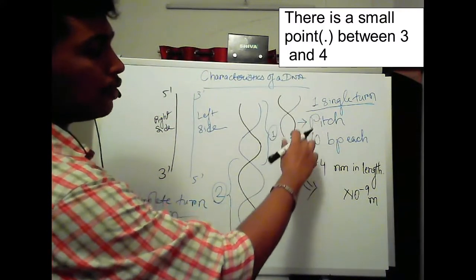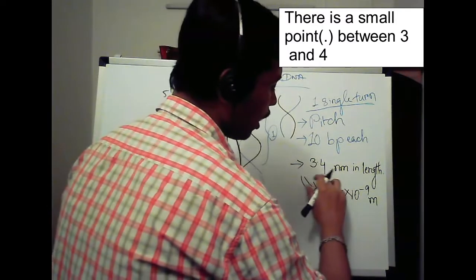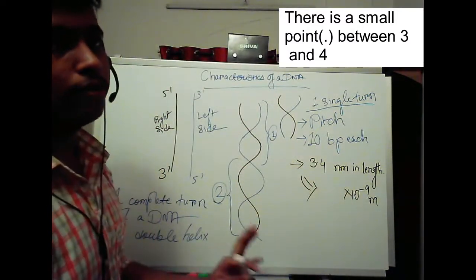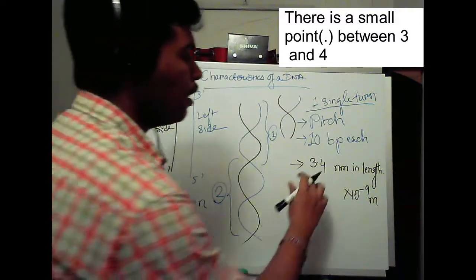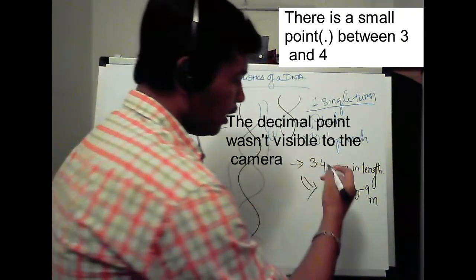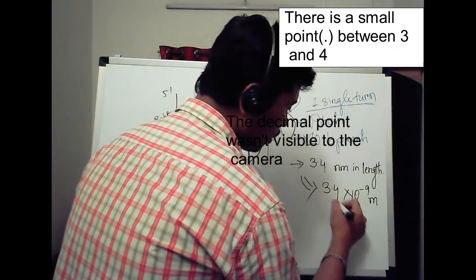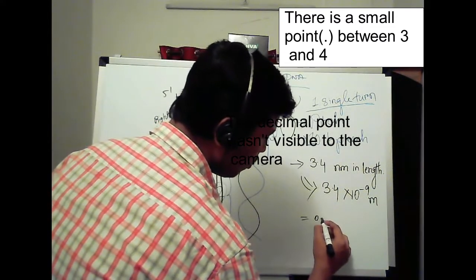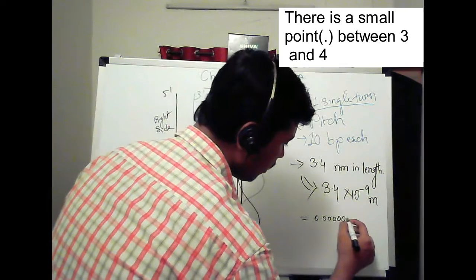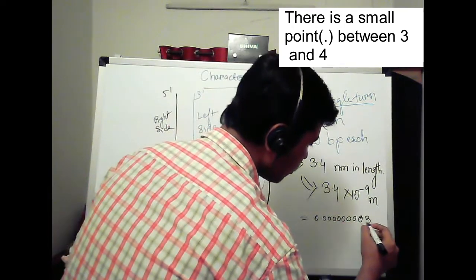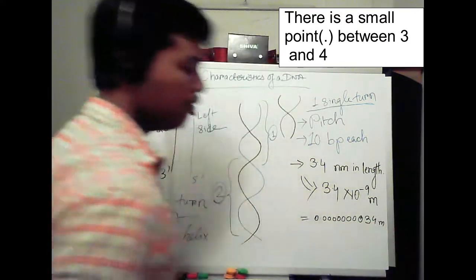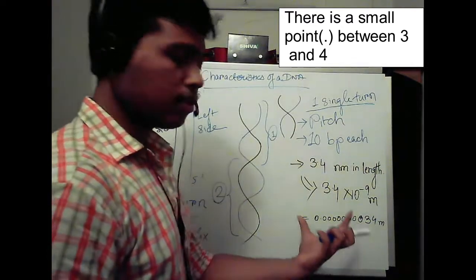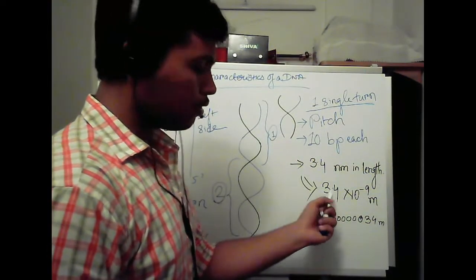One single pitch of a DNA is 3.4 nanometer in length, not 0.34. 0.34 is something different. Hence, it is 3.4 into 10 to the power minus 9 meters, which is again equal to 0.1234567 834 meters. This is the difference. Still small, but the number was a bit different.